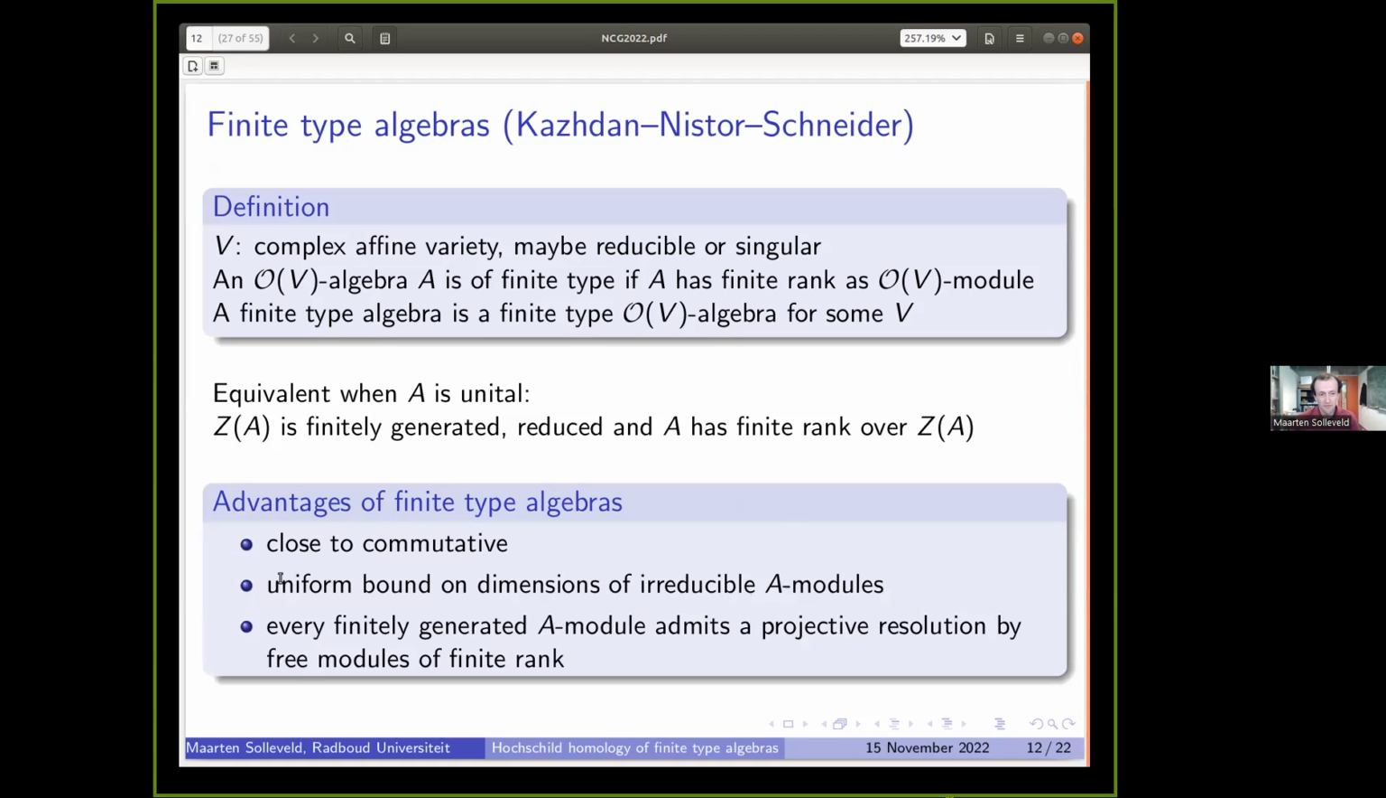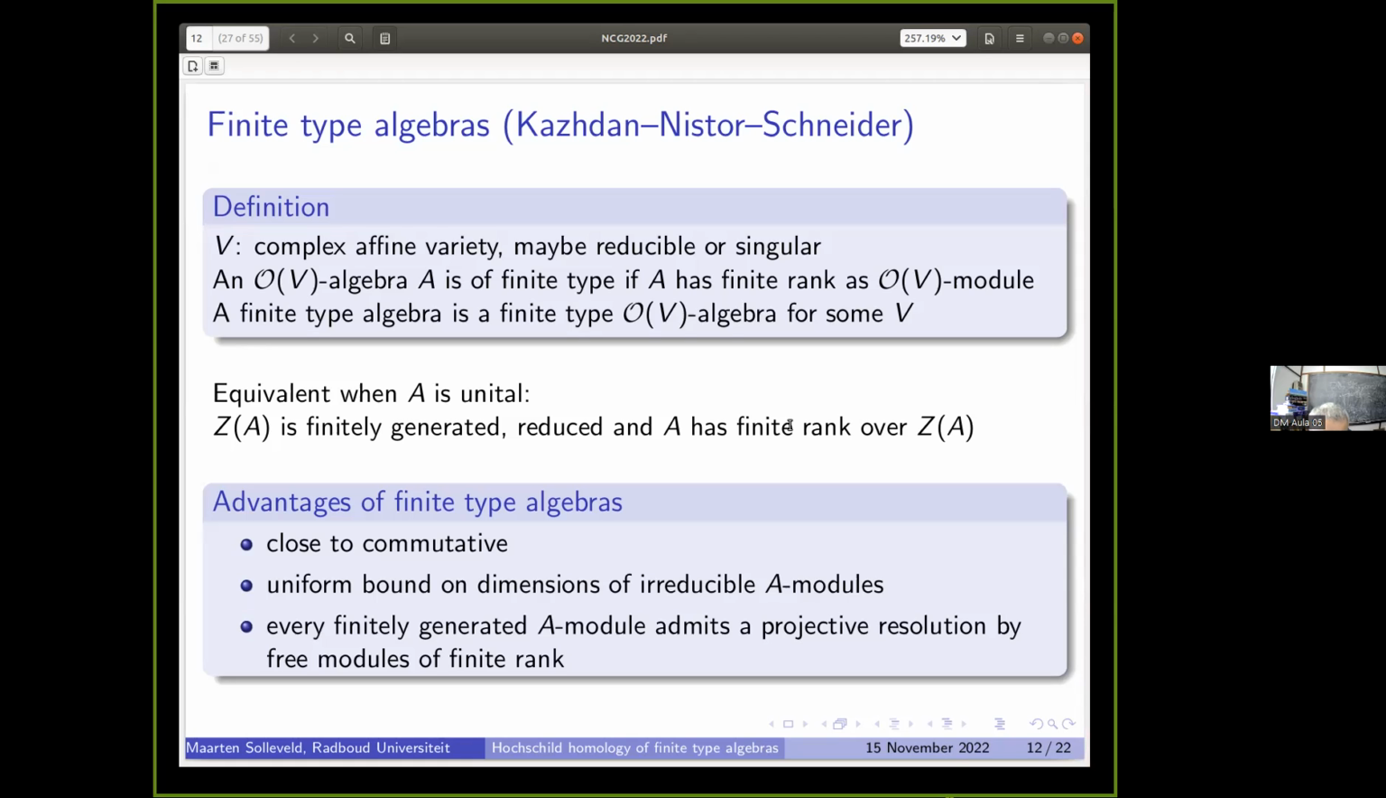And related to this, if you have an algebra which is of finite rank over its center, then it's easy to see that the dimensions of the irreducible representations are bounded by the rank of this algebra over its center. So certainly there's a uniform bound on the dimensions of all irreducible representations. So the representation theory is in general manageable in some sense. Another technical advantage is that if you start with a finitely generated module, then it's easy to produce projective resolutions by free modules of finite rank, because you can reduce it basically to the case of modules over the center.